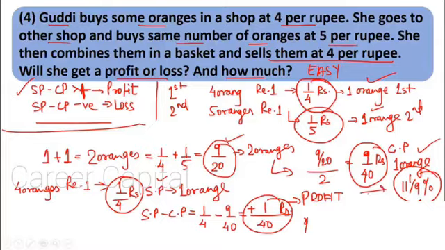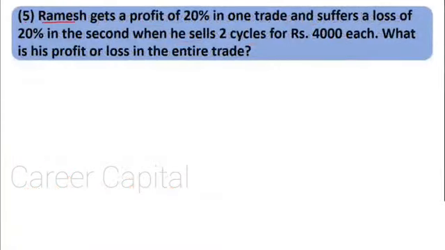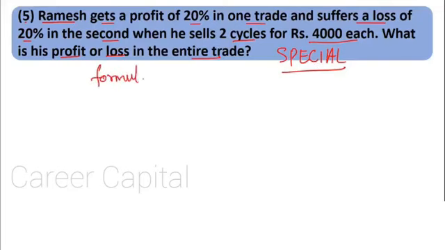Moving to question number 5. Ramesh gets a profit of 20% in one trade and suffers a loss of 20% in the second when he sells 2 cycles for rupees 4,000 each. What is his profit or loss in the entire trade? Now this is a very special kind of sum. Why do I say this is special? Because there is a very easy simple formula for this. By applying that formula, you will get the answer in say 10 seconds only. Just 10 seconds. Now let us understand what exactly is special about this sum.